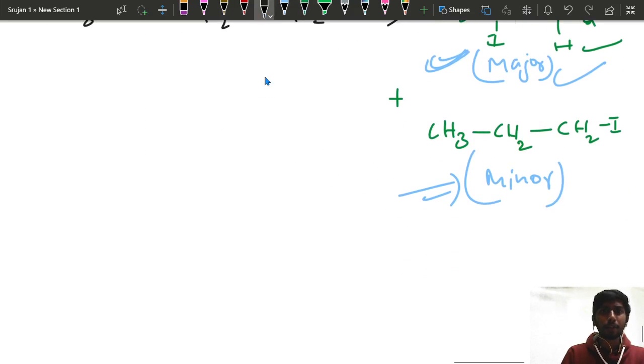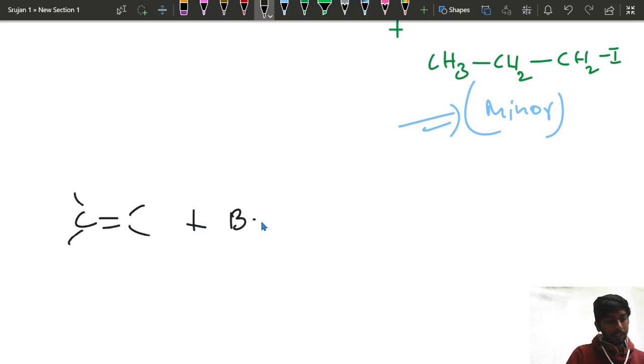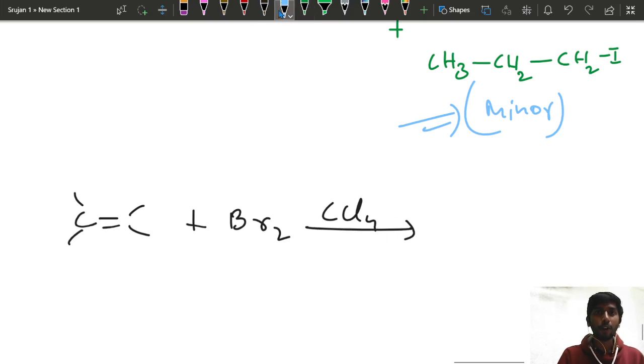Okay, so there is one more reaction with the same alkene. I'm taking alkene and treating this with Br2 in the presence of CCl4, carbon tetrachloride. So what are you getting? Just simple addition of bromine, two bromines to an alkene group. Okay, this is alkene.